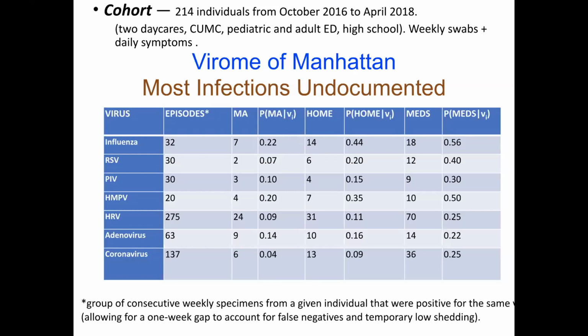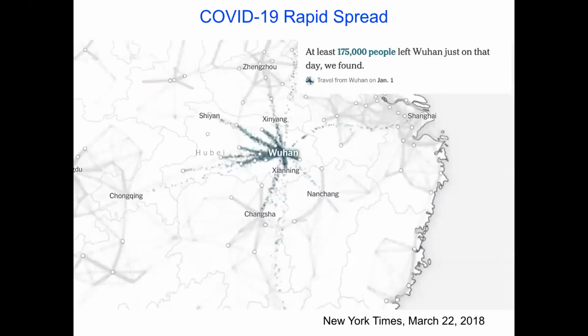So as a consequence, the dividing line between symptomatic and asymptomatic is a bit blurred, and it's a bit hard to point to. But there's a very clear dividing line between documented and undocumented infections that is borne out by whether or not an individual goes to see a doctor. And it's only if you go to see a doctor that you can actually be recognized as having an infection. So that brings me to COVID-19.